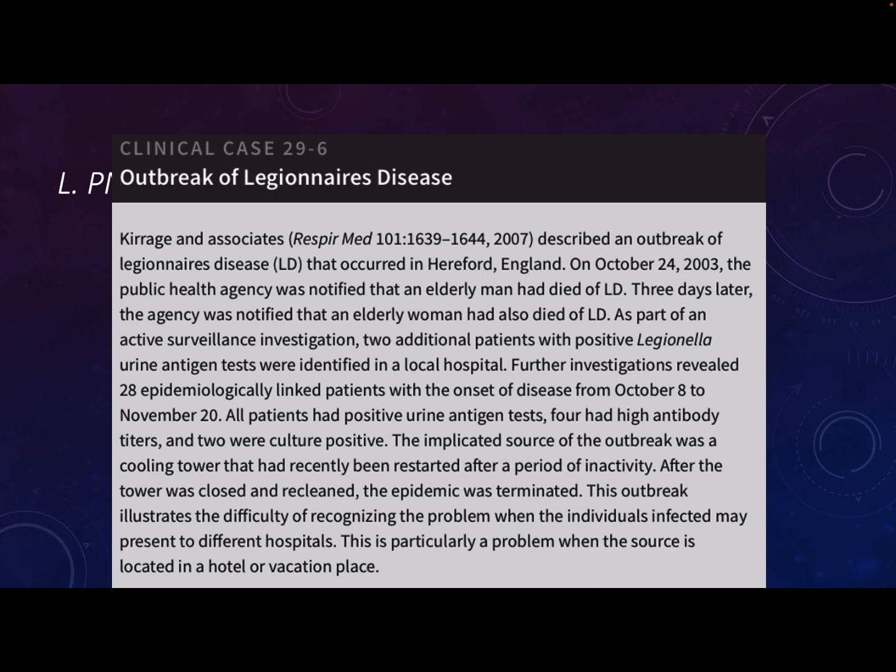2 were culture positive. The implicated source of the outbreak was a cooling tower that had recently been restarted after a period of inactivity. So the condensation from there. After the tower was closed and recleaned, the epidemic was terminated. This outbreak illustrates the difficulty of recognizing the problem when the infected individuals may present to different hospitals. This is particularly a problem if the source is located in a hotel or vacation area.